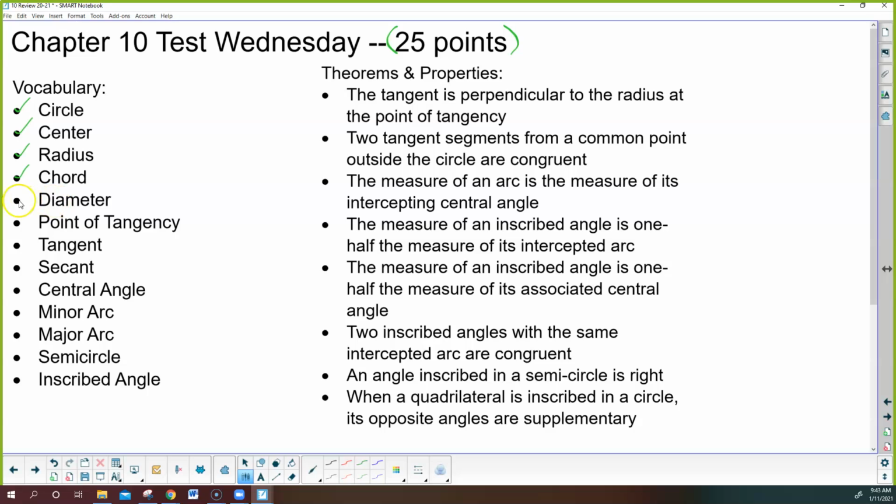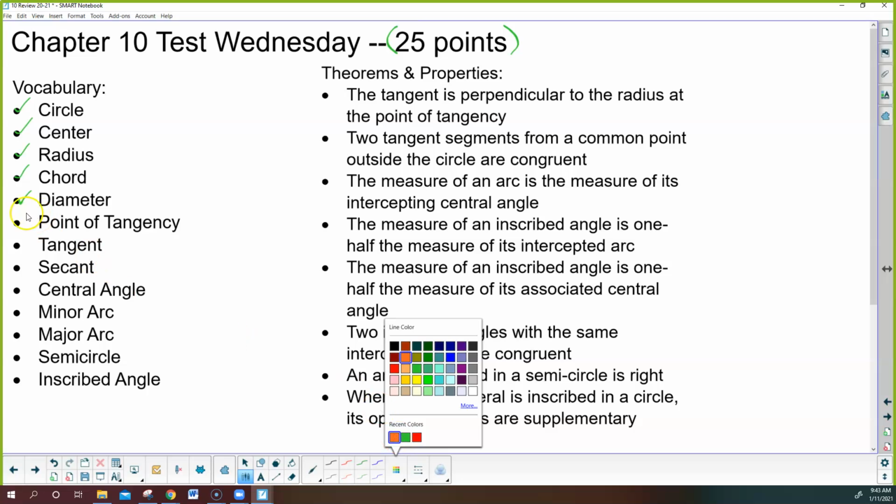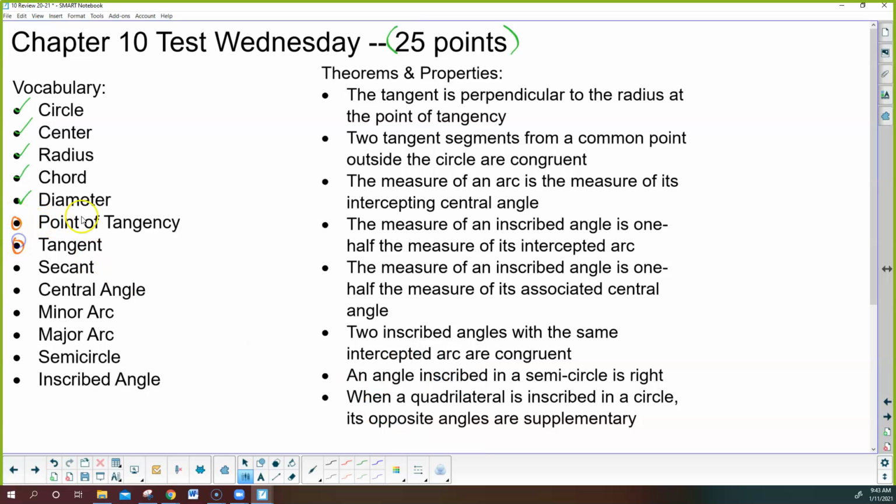I know that a diameter is a special kind of chord. And then for the tangency, the point of tangency is the spot at which it touches the circle. And then the tangent line is the line or ray that goes all the way touching the circle only once.